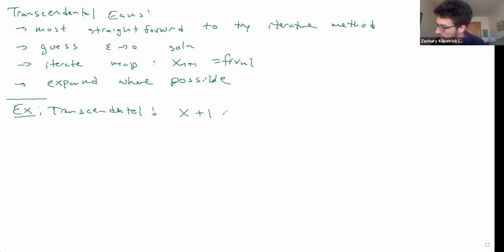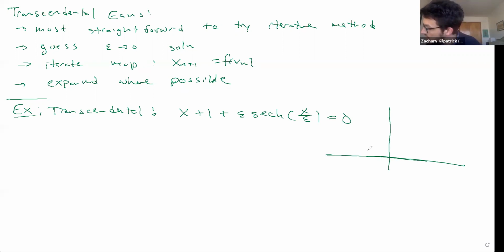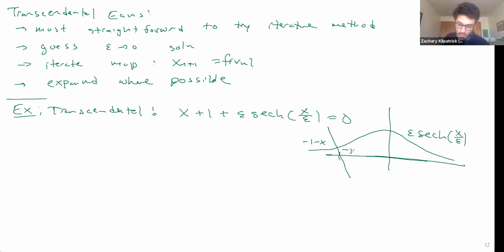So let's say that we're trying to solve the equation x plus 1 plus epsilon hyperbolic secant x over epsilon. And in this case, we have the line, let's say, -1 minus x here. If I plot epsilon hyperbolic secant x over epsilon, this intersection point here is going to be somewhere near -1. Okay, here's x. And we said that we would use an iterative procedure to try and find this root.